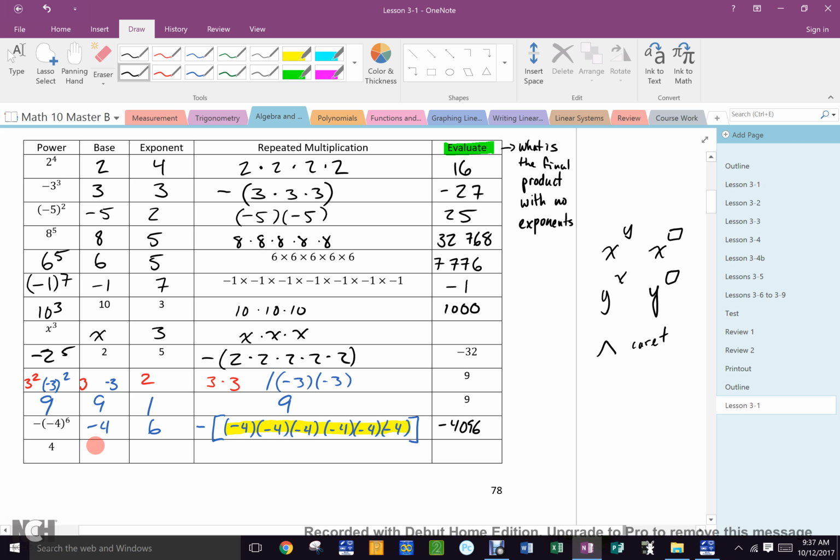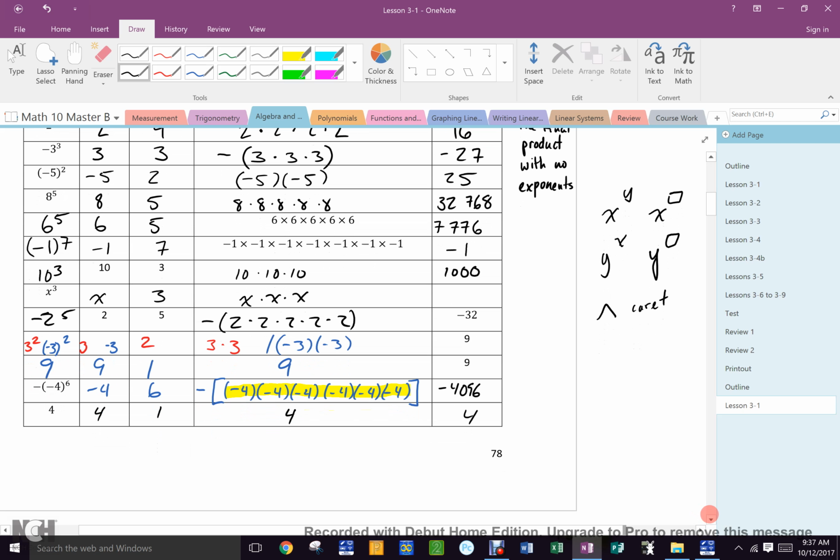And this one's super easy. What's the base? What's the exponent? What's the repeated multiplication? 4 just exists, and it's 4. Everybody cool? Now down here at the bottom, I want to remind you of something, okay?